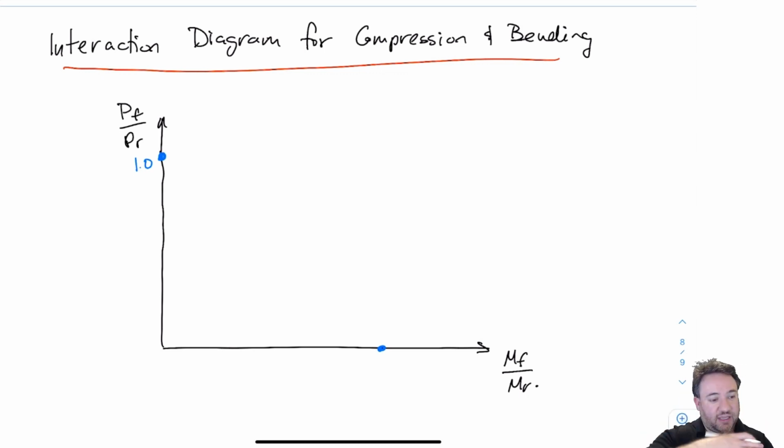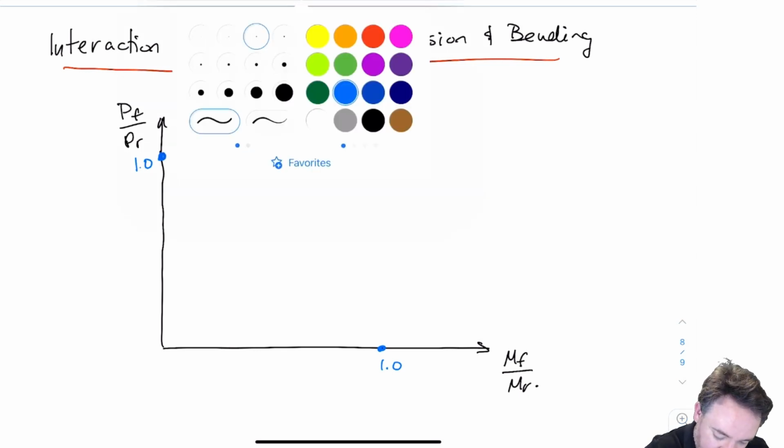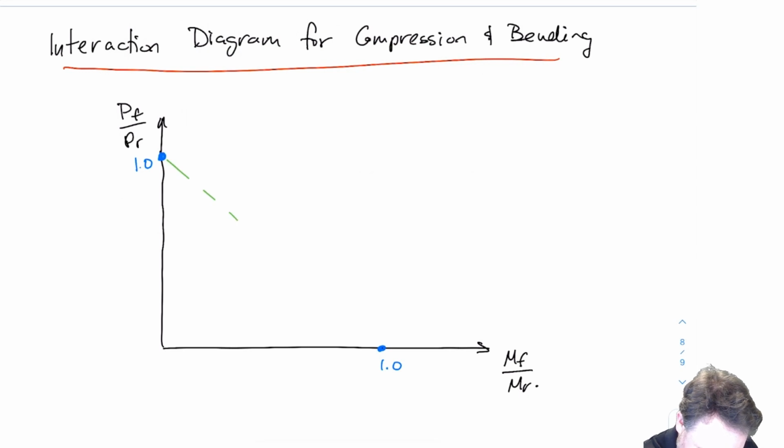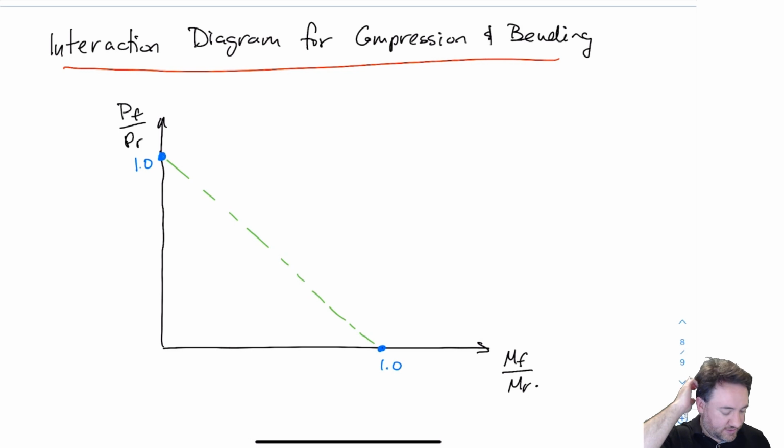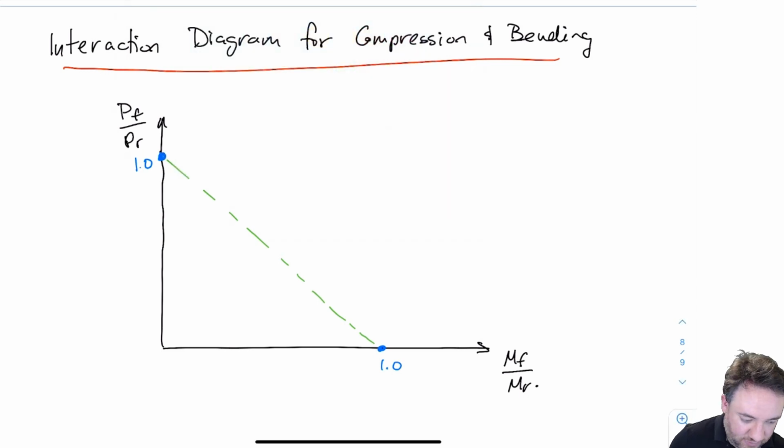Likewise, if I don't have any axial load in compression, then my requirement is basically just that MF over MR has to be less than 1, right? That's the same thing as saying that MF has to be less than or equal to MR. So we know that we have to hit these 2 points, right? And the linear interaction, which was the tension interaction, as you recall, was just a straight line that joined those 2 points. And that's not what we have here. What we have here is something that looks more like this. And if you actually plot out these equations, this is what you're going to get.